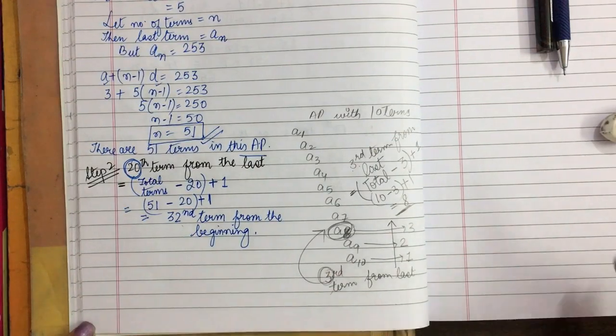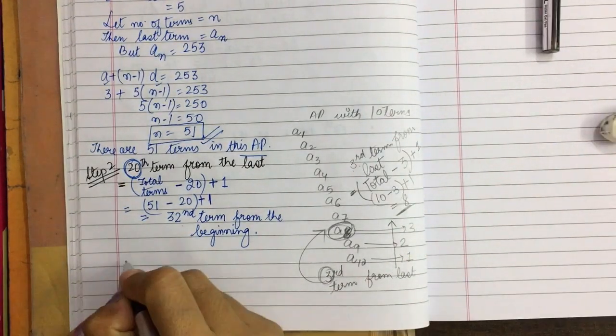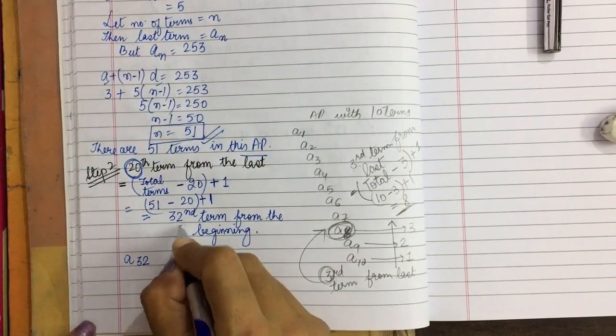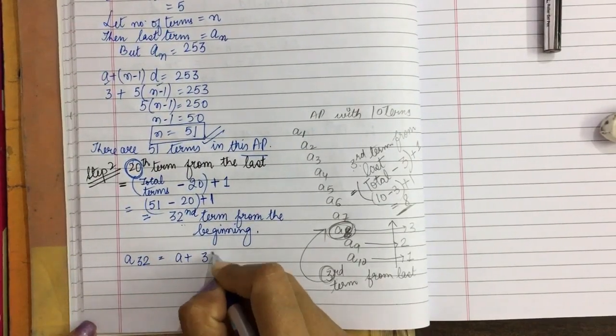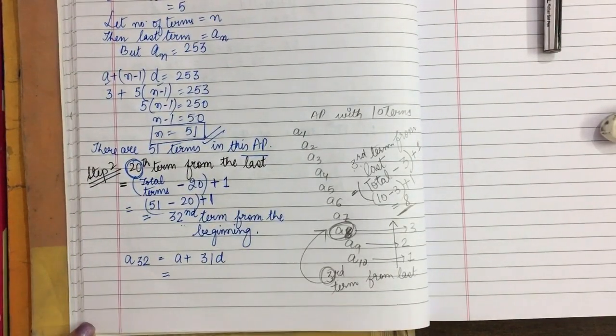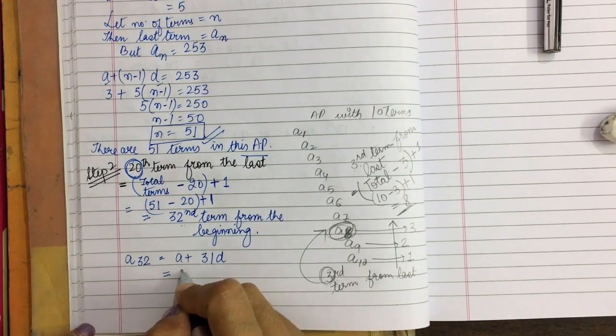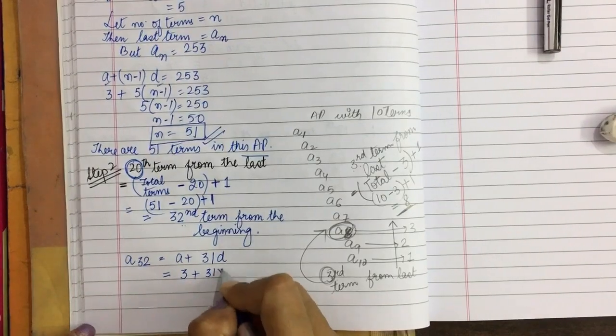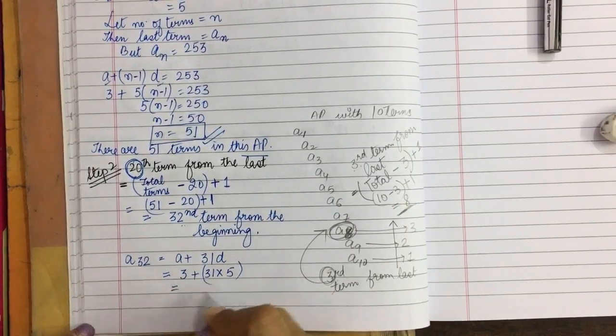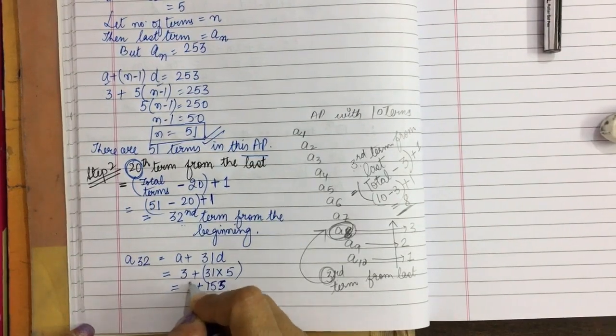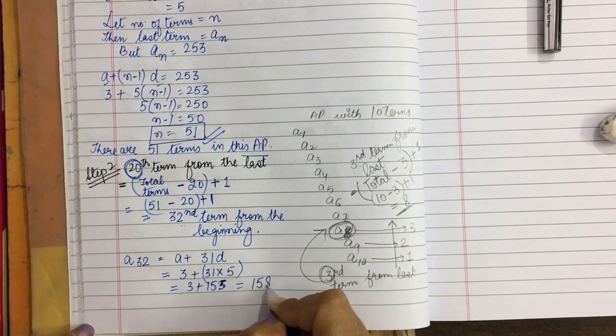And now after this, what you have to do is you only have to find out A32, the 32nd term. This will be A plus 31D. Use the values of A and D. A is 3 and D is 5. So this will be 158.